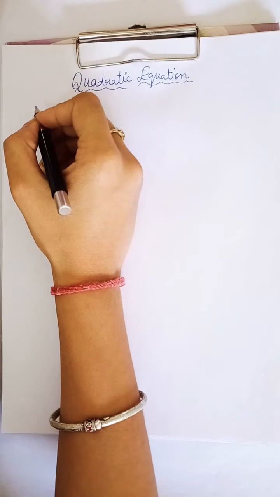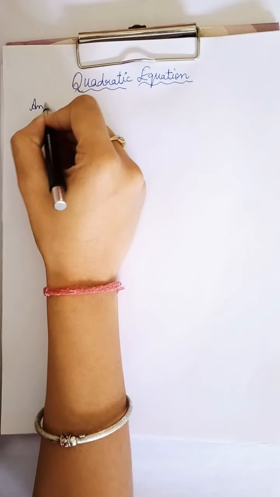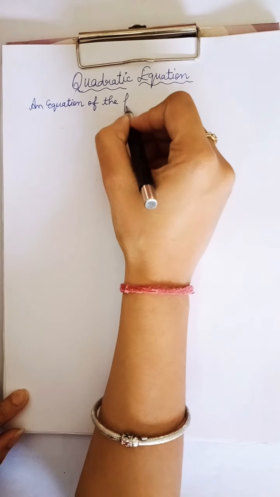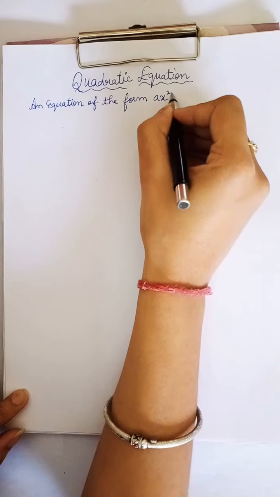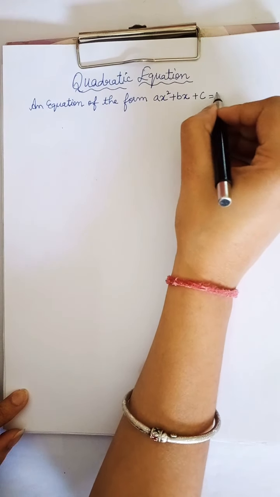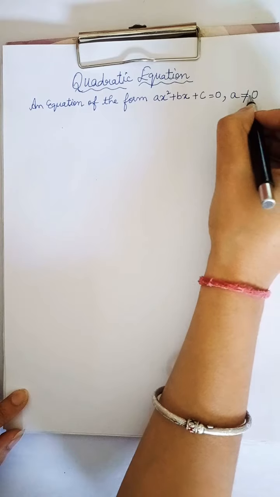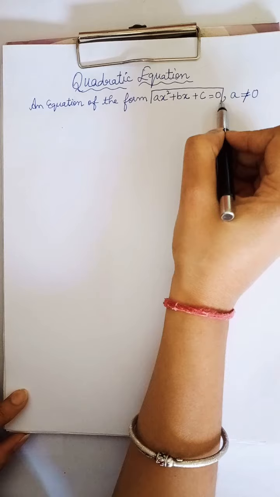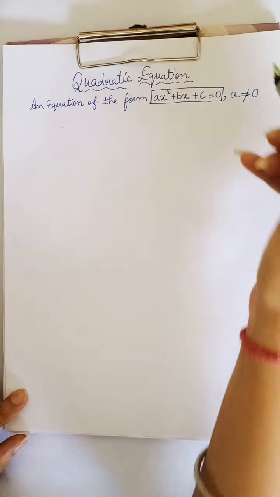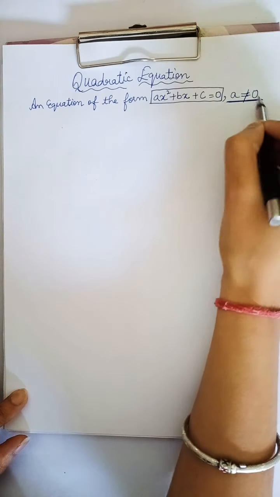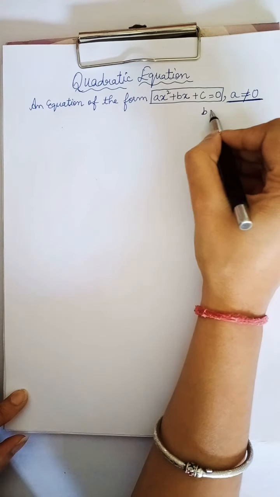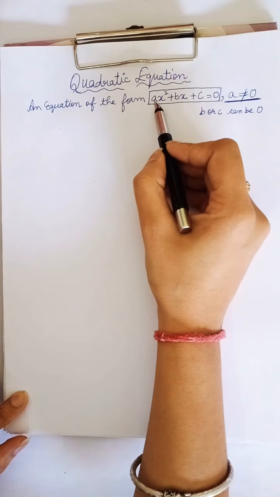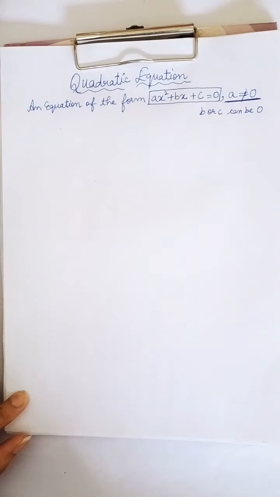First of all, what is a quadratic equation? An equation of the form ax square plus bx plus c is equals to 0 where a is not equal to 0. Okay, the main condition is that a should not be 0. That means b or c can be 0. a can't be 0, b or c can be 0.